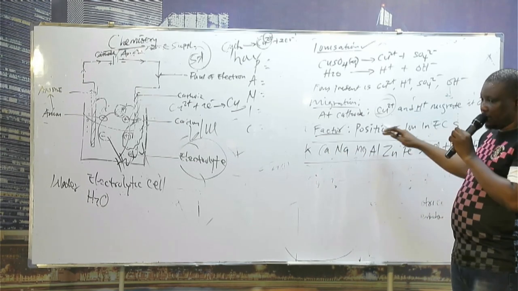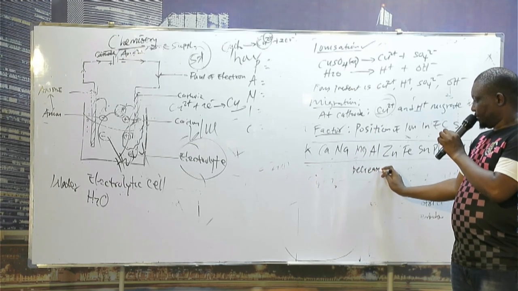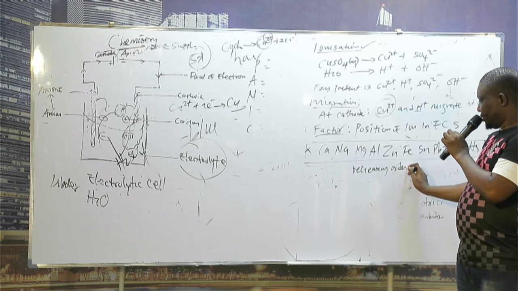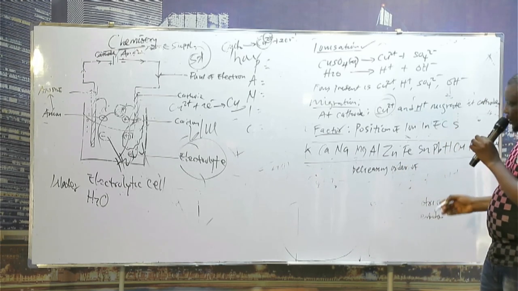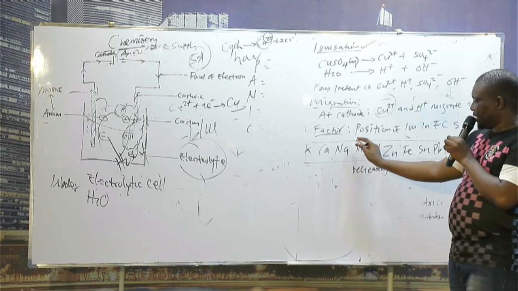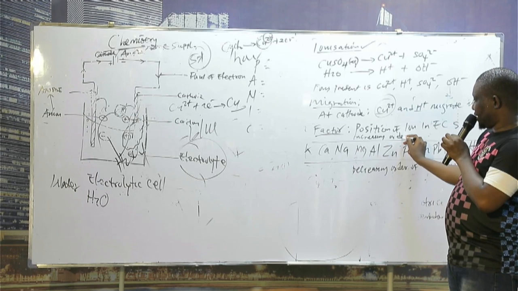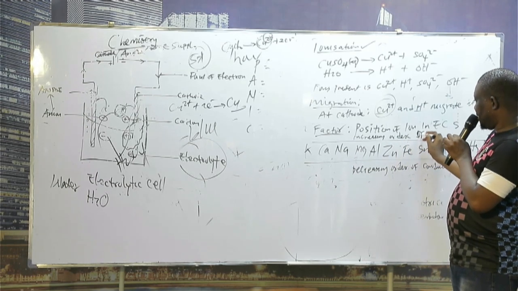You should use the word. Decreasing order of what? Conductivity. Let me use the word conductivity. This is the best thing to do. Which one reactive? I don't understand that reactivity. Please, conductivity is better. We're looking at conductiveness of these ions. Then this one is also what? Increasing order of what?